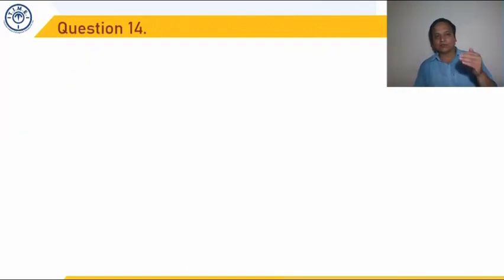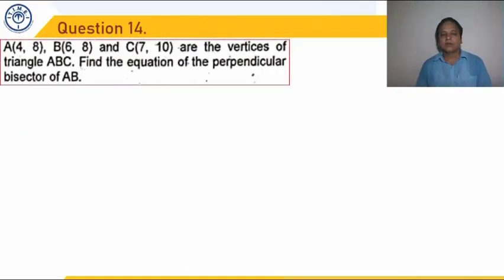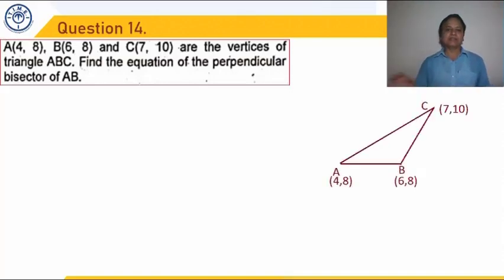So first of all, we start with question 14. The vertices are given as the vertices of a triangle ABC. We have to find the equation of the perpendicular bisector of AB. Perpendicular bisector means a line which is perpendicular to AB and also dividing it into two equal parts.